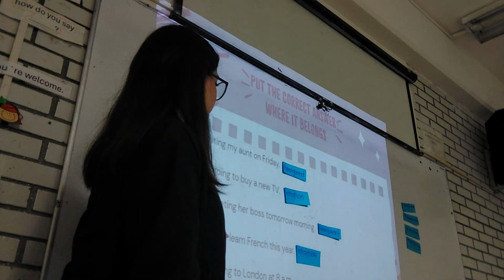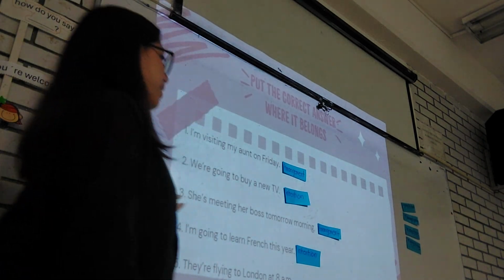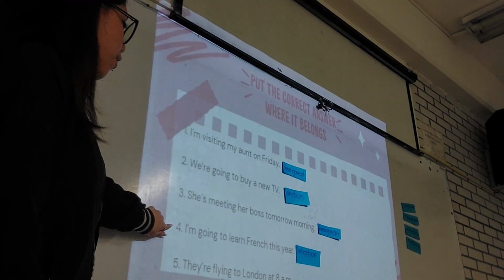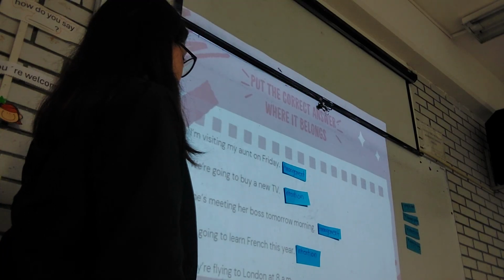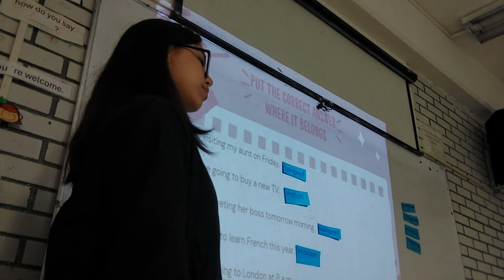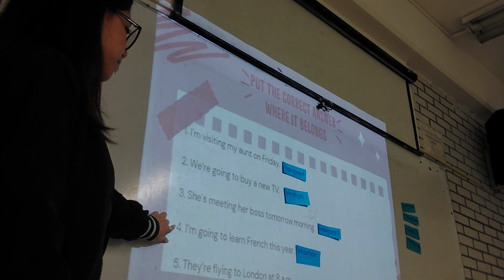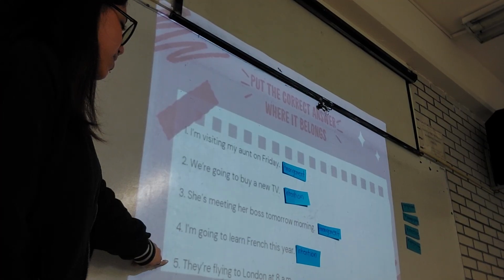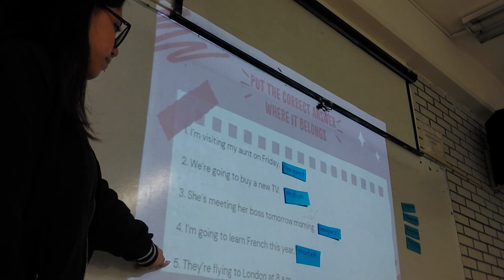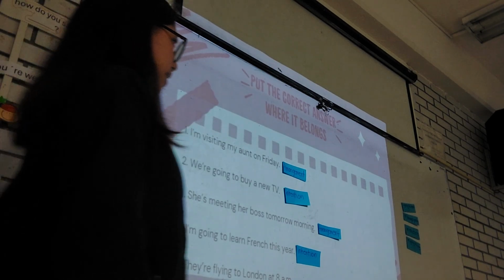Then the third one, 1, 2, 3. She's meeting her boss tomorrow morning. Nice. And then the fourth, 1, 2, 3. I'm gonna learn French this year. Learn. Learn. Okay, again. I'm going to learn French this year. And the last one. They're flying to London at 8 a.m. Okay, correct.